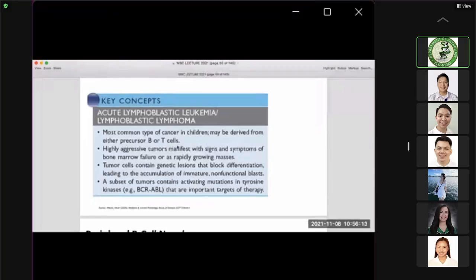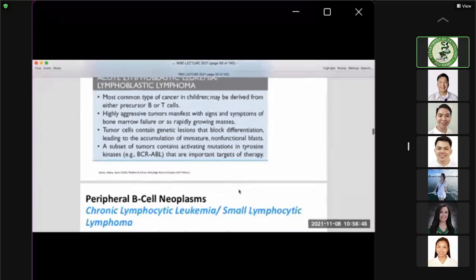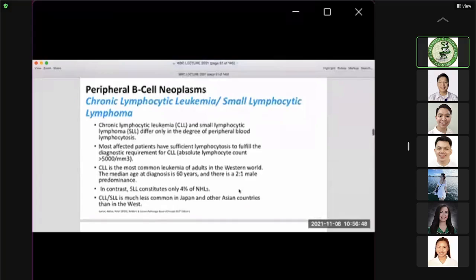So ALL is the most common type of cancer in children, as we have mentioned a while ago, derived from pre-B or pre-T. Highly aggressive tumors manifest with signs and symptoms of bone marrow failure or rapidly growing mass. Tumor cells contain genetic lesions na pwede mag-block sa differentiation. Mag-accumulate ang immature non-functional blasts. And then a subset of tumors contain activating mutations in tyrosine kinases that are important targets of therapy. Okay, so let's go to peripheral B-cell neoplasm, the CLL or small lymphocytic lymphomas.